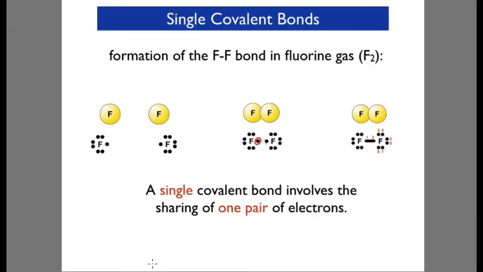The formation of the fluorine bond in fluorine gas is a good example. We've got two fluorine atoms, here and here, with 7 valence electrons. They move to each other. You can see this electron here is then utilized by this atom here to complete its octet. And now we have 1, 2, 3, 4, 5, 6, 7, 8 electrons in this fluorine. Hooray! A single covalent bond involves the sharing of one pair of electrons.